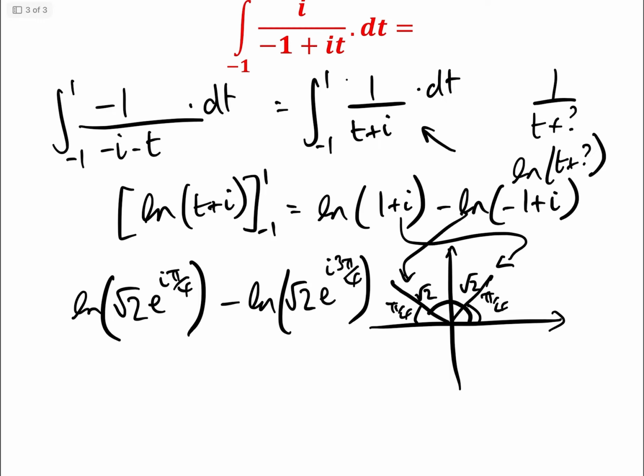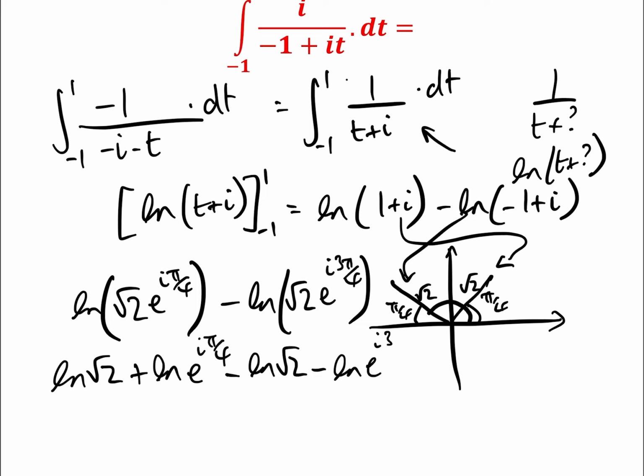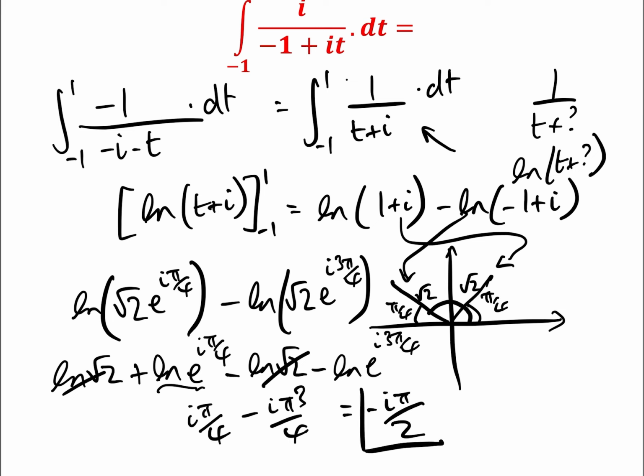And expanding all this out, we get log root 2 add log of e to the i pi over 4 minus log root 2 minus log e to the i 3 pi over 4. The log root 2 cancels, and the log of e to the power of anything is just equal to the anything, so that's i pi over 4 minus i 3 pi over 4. Well, that is equal to minus i pi over 2, and that is the answer.